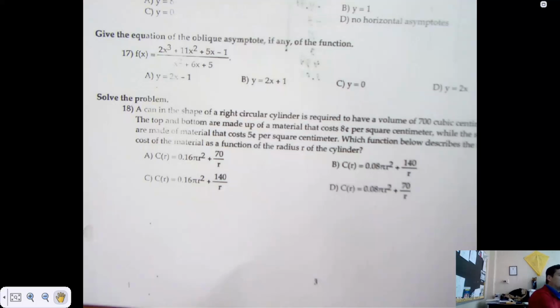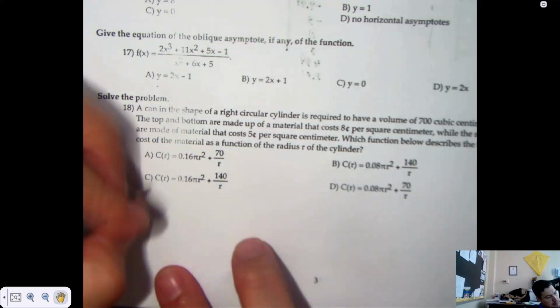See one of your more mystical types of questions. A can in the shape of a right circular cylinder is required to have a volume of 700 cubic centimeters. So think back to your Coach Snow days. How do you find the volume of a can? That's how you find volume. Area of the base times the height. That's what volume is.